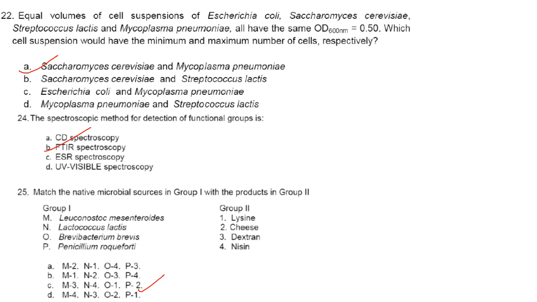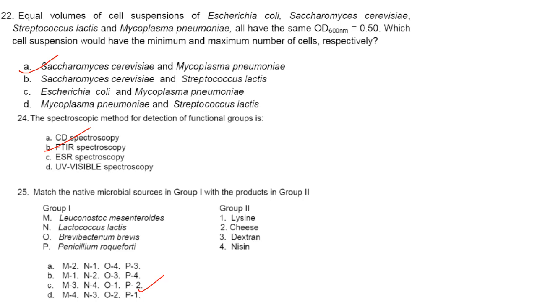So Mycoplasma has the smallest size, so the maximum number of cells will be for Mycoplasma, and Saccharomyces cerevisiae has the largest size, so the minimum number of cells will be for Saccharomyces cerevisiae. So the answer is Saccharomyces cerevisiae and Mycoplasma pneumoniae. Answer is option A. Then the next one. The spectroscopic method for detection of functional groups is FTIR spectroscopy.